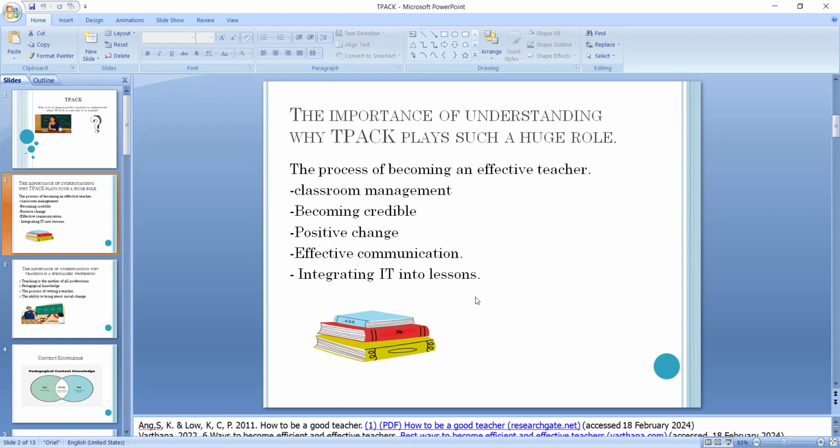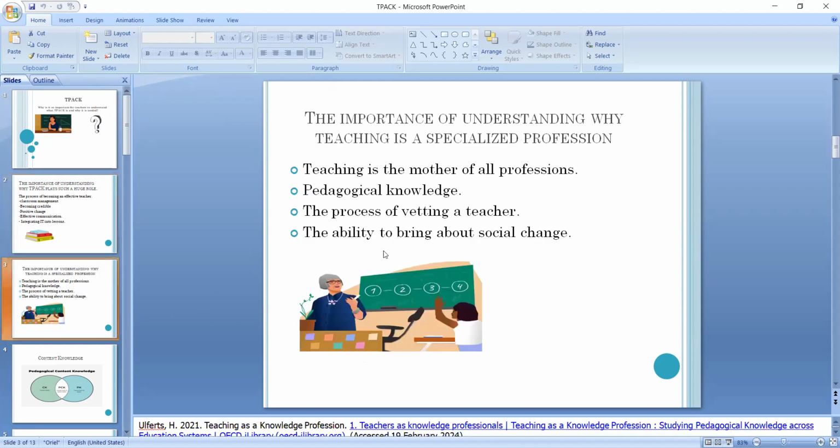So if we go over to the third slide, the third slide is the importance of understanding why teaching is a specialized profession. So the first and most important thing to understand is that teaching is the mother of all professions. What is meant by this is that teachers are at the forefront of creating doctors, engineers, mechanics, carpenters, nurses, scientists, and so many more professionals.